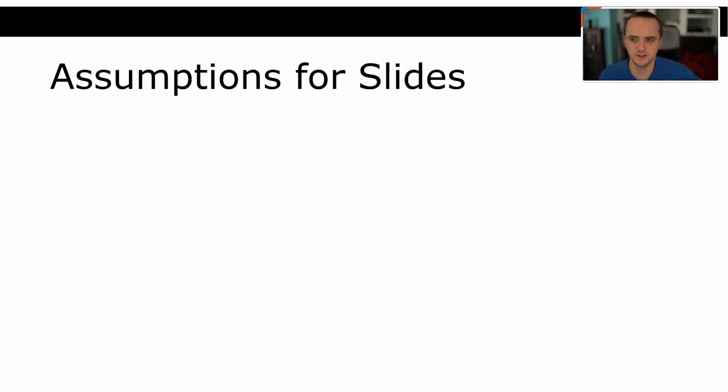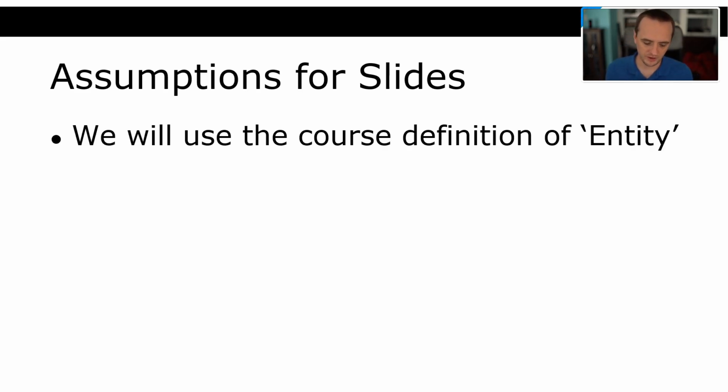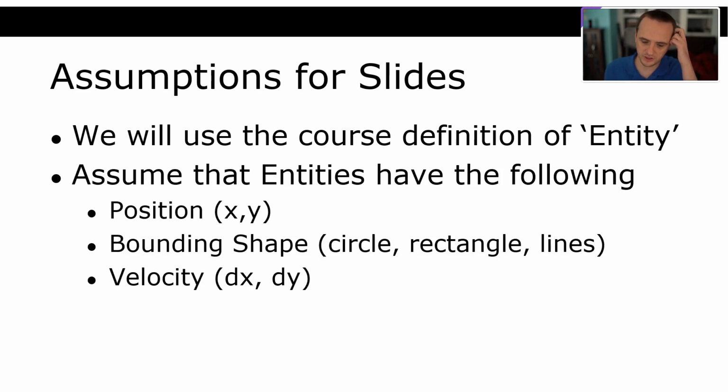So just some assumptions for these slides. We're operating within the course definition of entity, and we're going to assume that collisions are going to be occurring between entities that have the following attributes, or in our case, the following components. So the entities are going to have a position component, right? They've got to have an XY position. They have some sort of bounding shape. So one example might be a circle bounding shape for assignment 2, a rectangle bounding shape, which we'll have for assignment 3, or maybe in the future we'll have some more arbitrary line-based bounding shape.